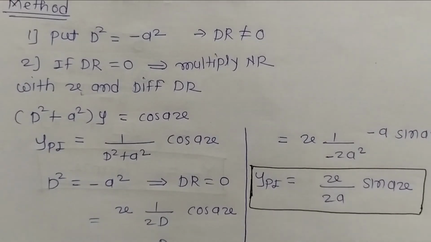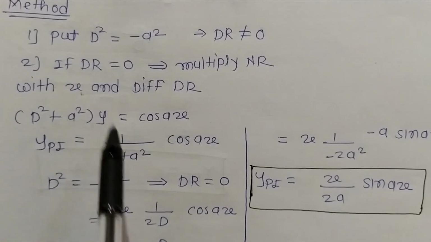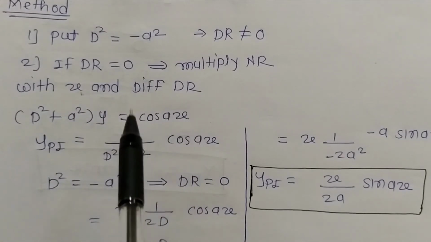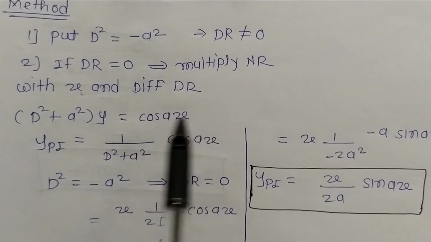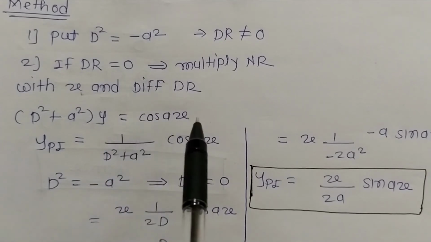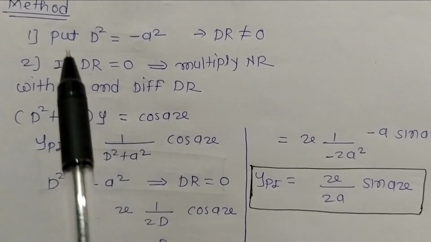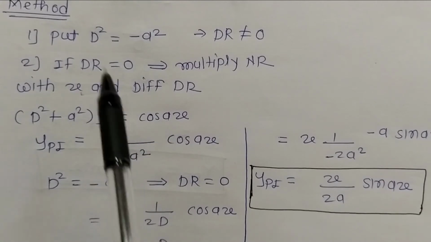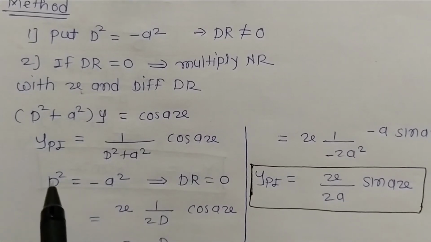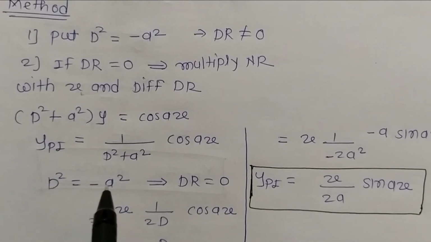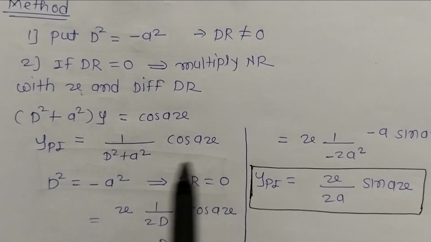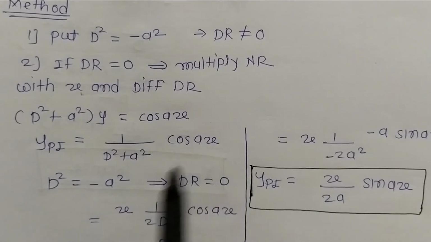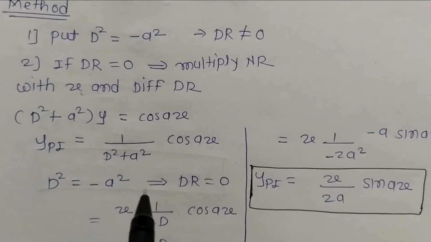When f of D y is in the form of cos ax or sin ax, then we have to solve the equation in this type, 1 upon f of D cos ax, and we put D squared equal to minus a squared, when the denominator does not become 0. When it becomes 0, then we multiply the numerator by x and differentiate the denominator, and again solve this equation.